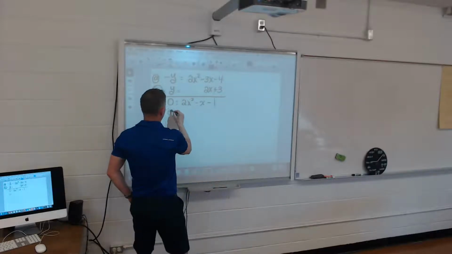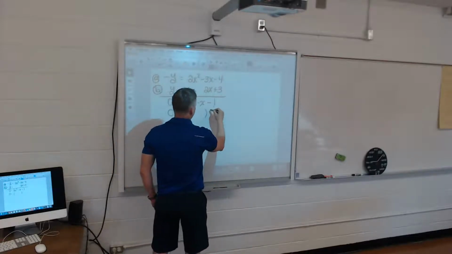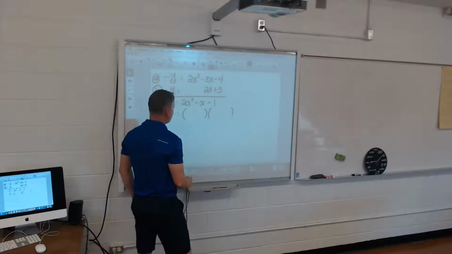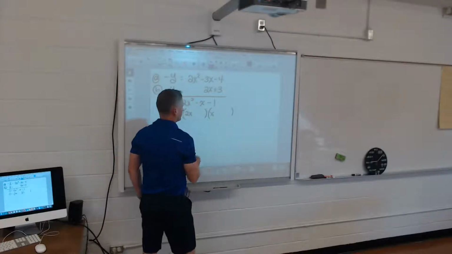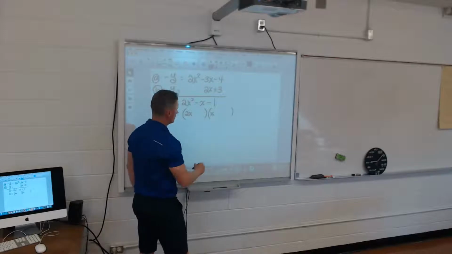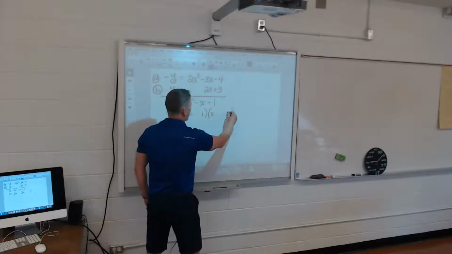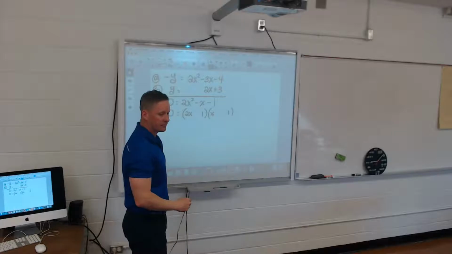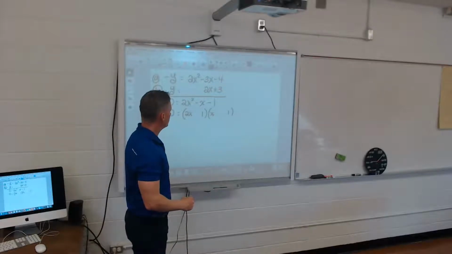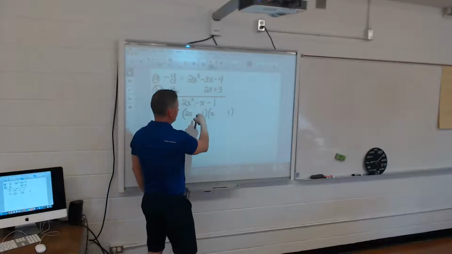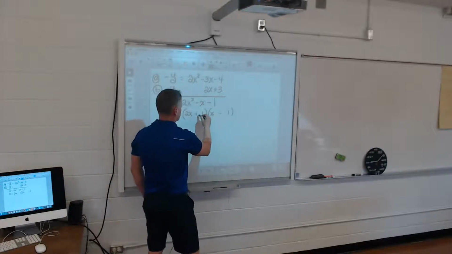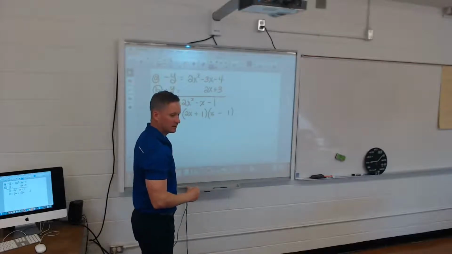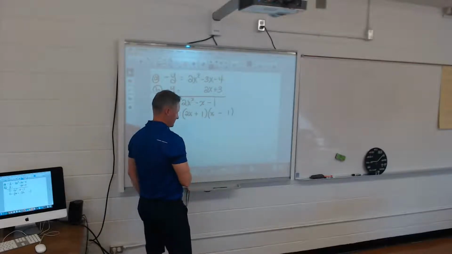But I go like this. I have two sets of brackets, right? The only factors of 2x are 2x and x. And then 1 and 1 are the only two factors of 1, right? Yeah. Okay, and I need a negative 1, so that makes that negative and that positive right there. Oh, okay. I was just getting confused with the 2x.